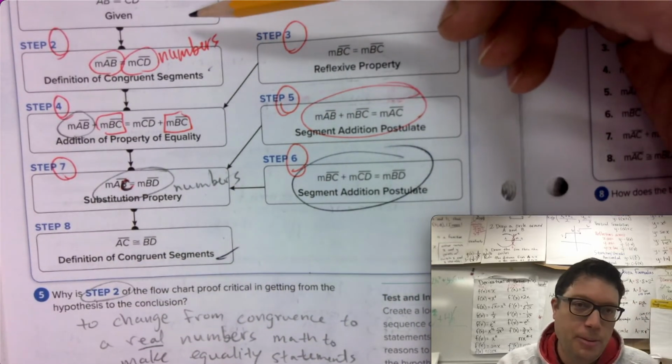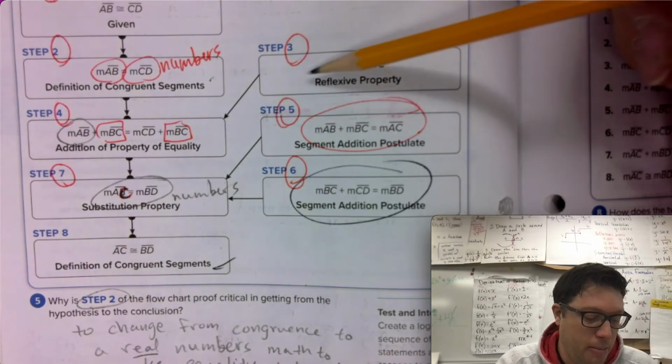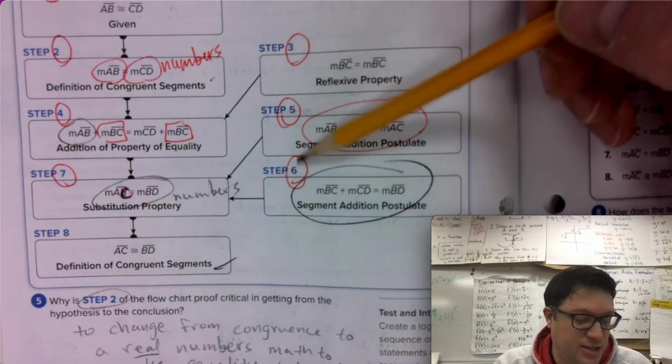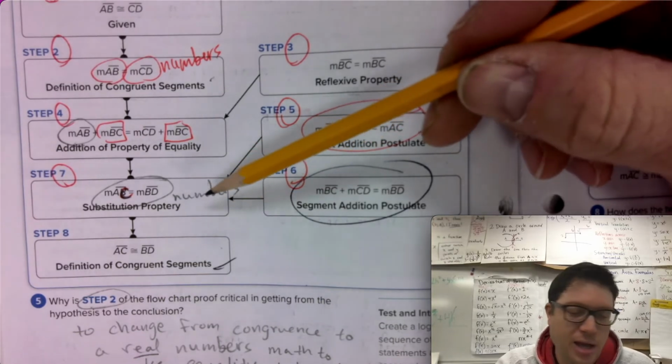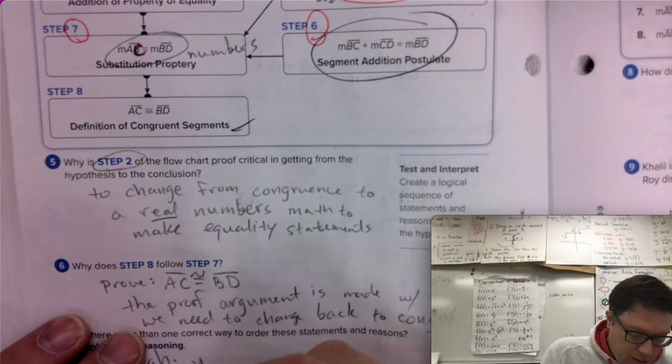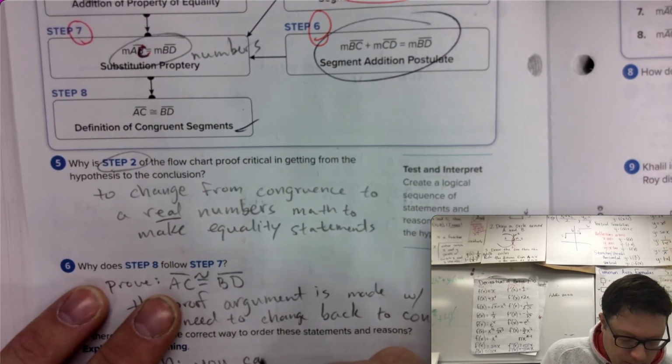You go from shape to number, you bring in number statements, you bring in the reflexive property as soon as you can. Then you bring in step 5 and 6 in whichever order, but they have to all flow into step 7, and step 7 goes to step 8. Yeah, you can switch 5 and 6.